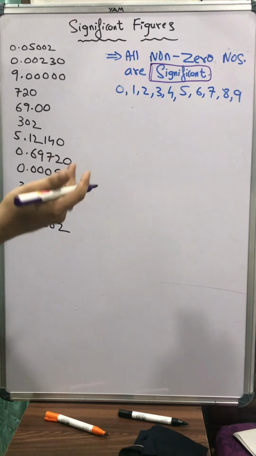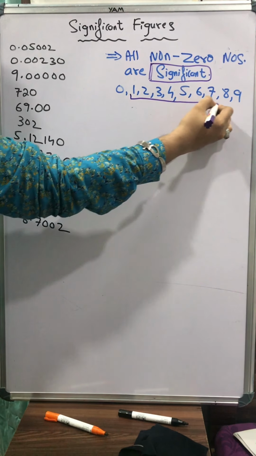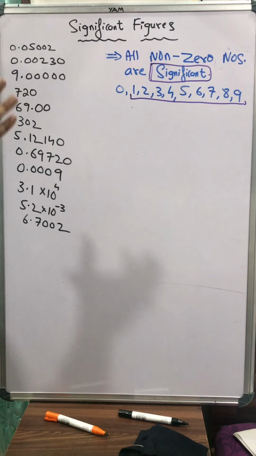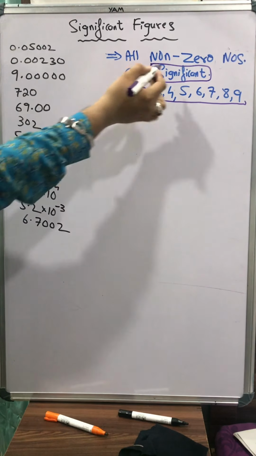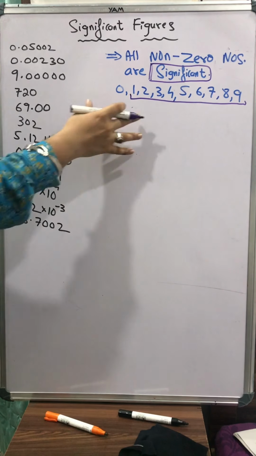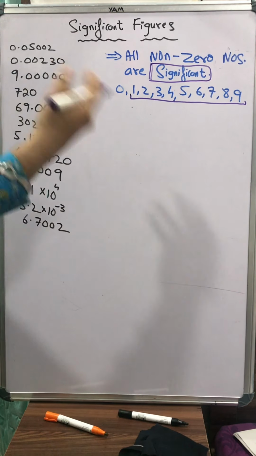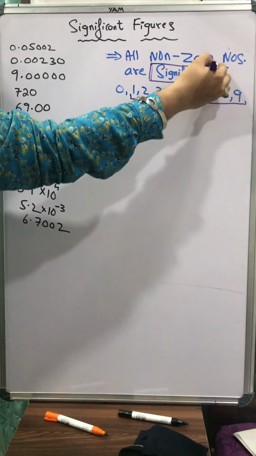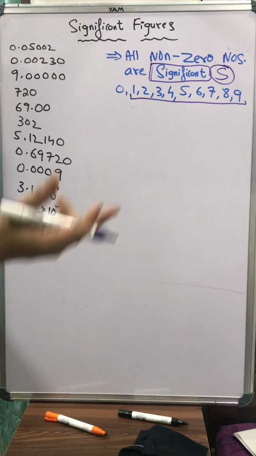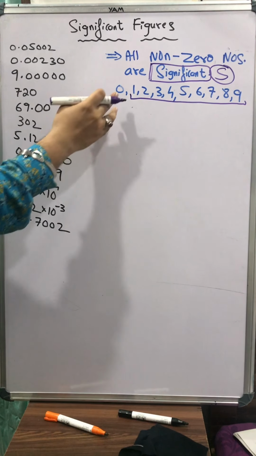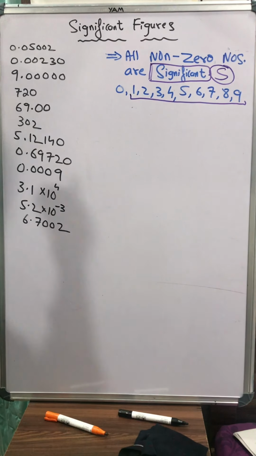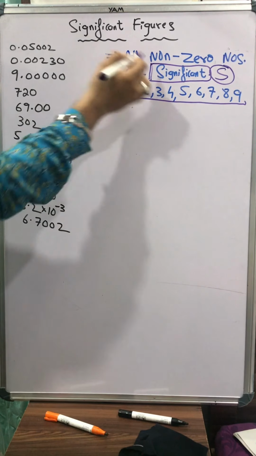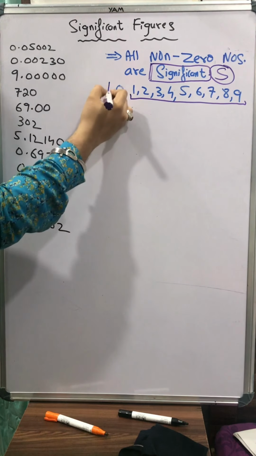Now, what are non-zero numbers? See, I have here on the board all these: 1, 2, 3, 4, 5, 6, 7, 8, 9. Whenever they appear, they will be considered as significant figures. Now, throughout the video, to signify significant figures, I'll mark a capital S. So my capital S stands for significant figures. So wherever you see 1, 2, 3, 4, 5, 6, 7, 8, 9, any non-zero number, that digit will be considered as significant. Now what about this 0?